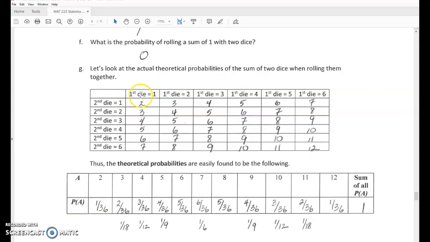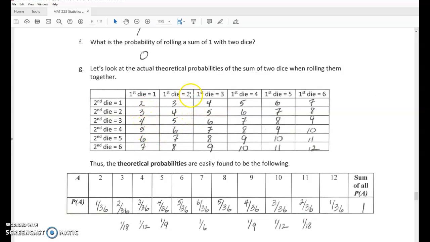So pretend that we have the first die, and that first die has a 1 on it. Now the options that go along with that for the second die are a 1, a 2, a 3, 4, 5, or 6. So when you add those up, 1 plus 1 is 2, 1 plus 2 is 3, 1 plus 3 is 4, 1 plus 4 is 5, 1 plus 5 is 6, 1 plus 6 is 7. So if the first die is a 1, then between getting a 1, 2, 3, 4, 5, or 6 on the second die, your sum is anywhere between 2, 3, 4, 5, 6, and 7.